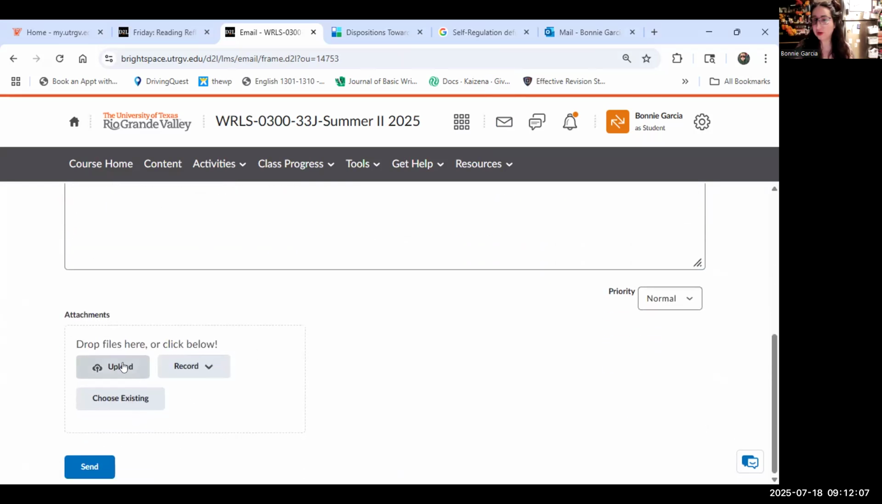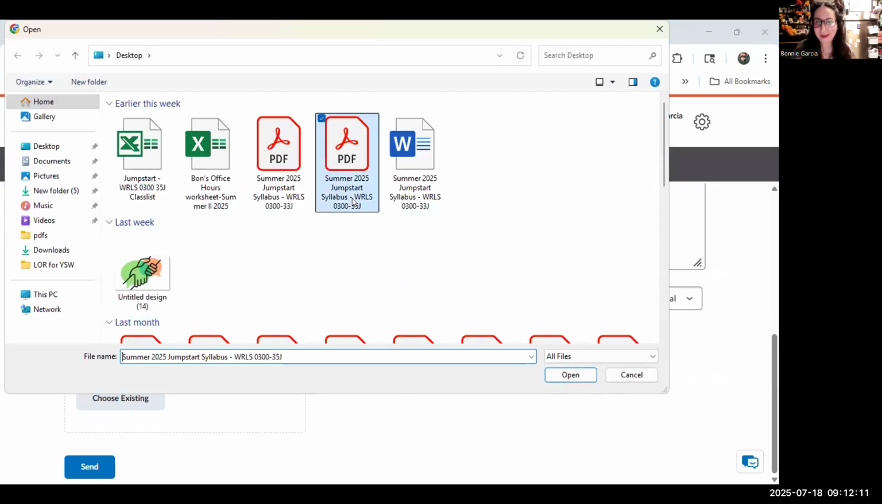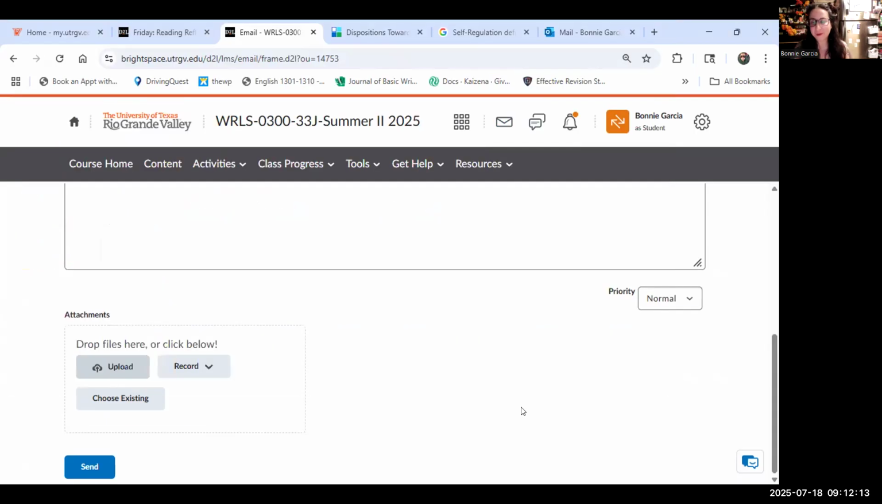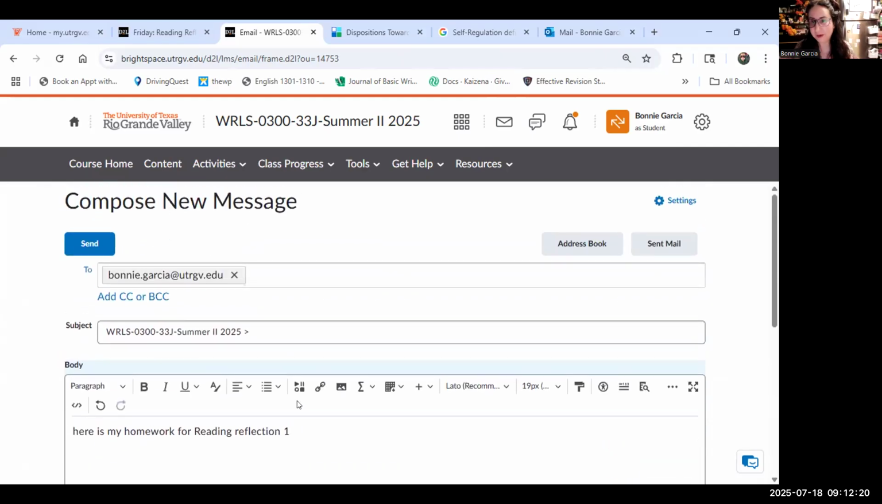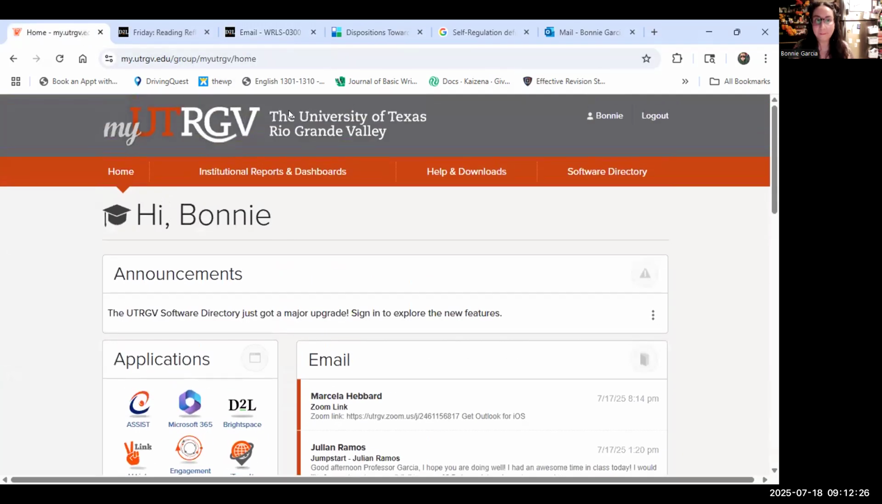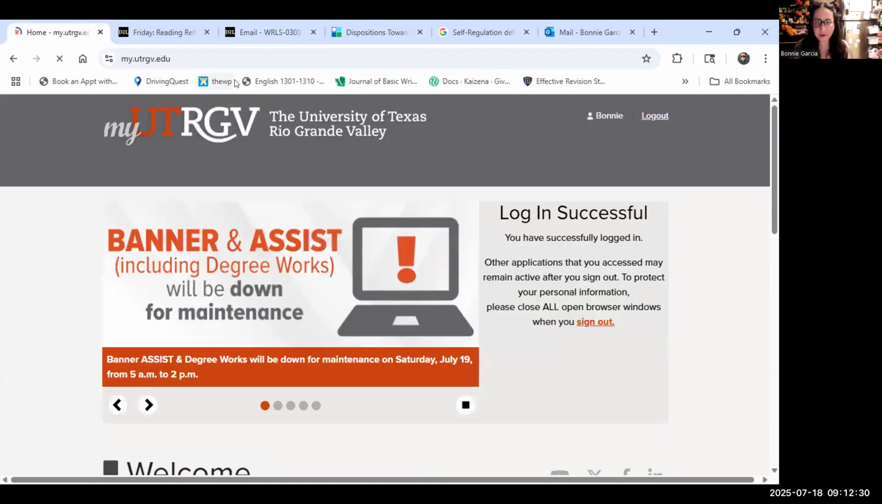And then down here, you should have the option to upload. Now you might say, Bonnie, I still don't have the upload here. What do I do? Okay, if you can't access it here, and then you would hit send, by the way. If you still can't access on Brightspace, because this is still through Brightspace, so it may not work for you, then what we're going to do is go back to myutrgv.edu. It'll log you in.